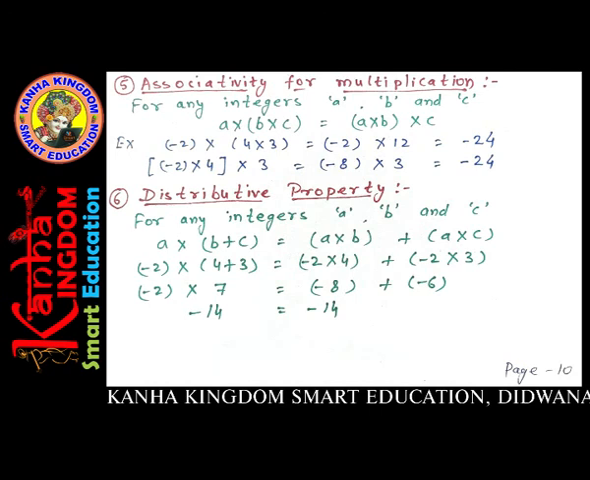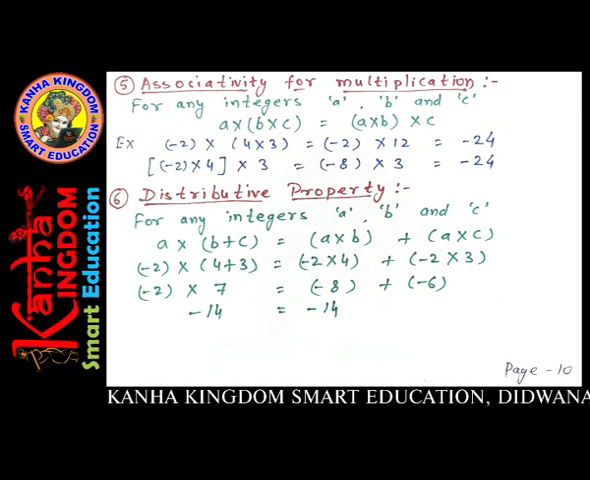For example, -2 multiply bracket 4 into 3. 4 into 3 gives answer 12. 12 multiplied by -2 gives answer -24. When we multiply from the left side, -2 multiplied by 4 gives answer -8. When we multiply -8 by 3 gives answer -24. Both are the same answers.